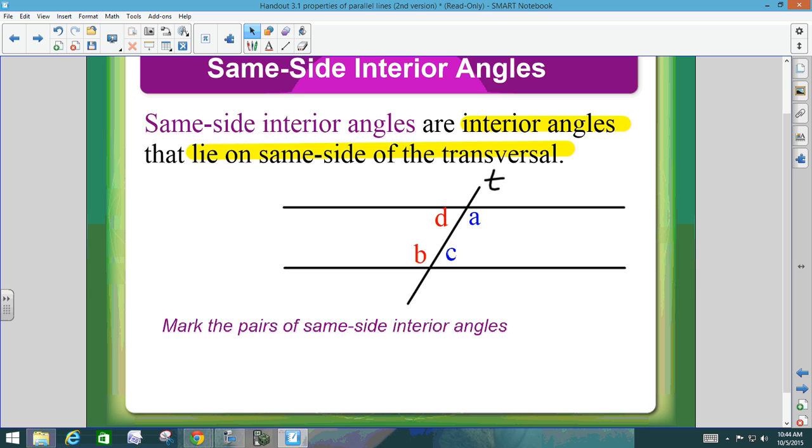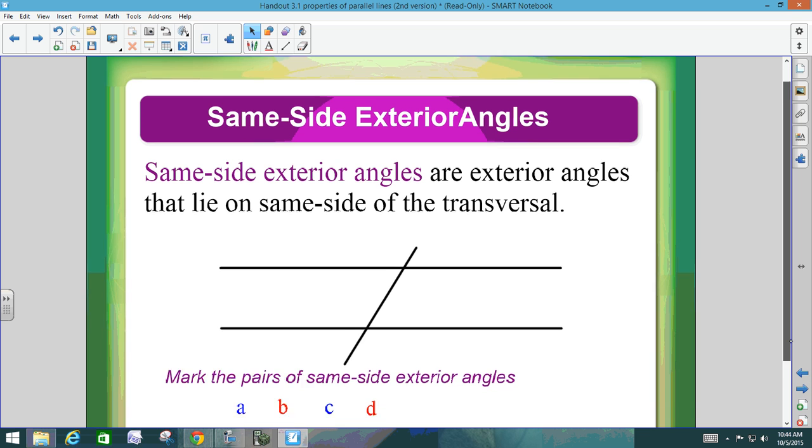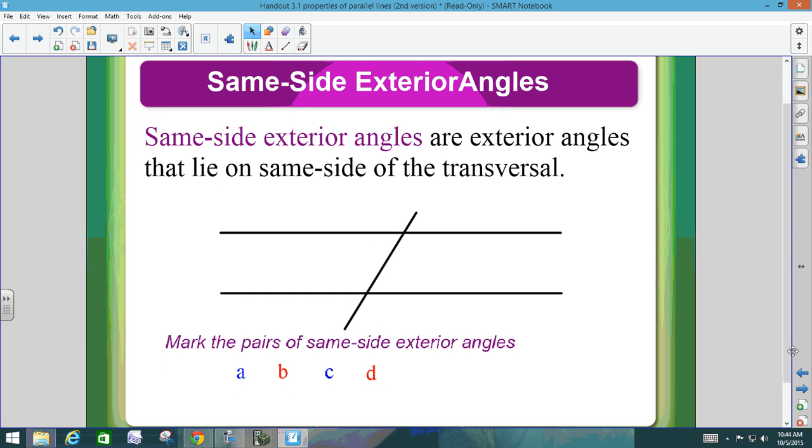The last pairing of angles are your same side exterior. Same idea, only this time they're outside of the 2 lines. Same side exterior angles are exterior angles that lie on the same side of the transversal.